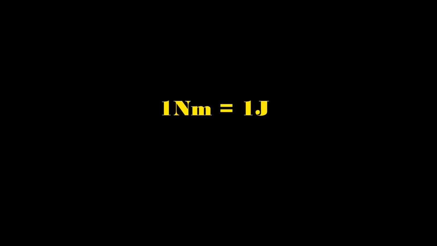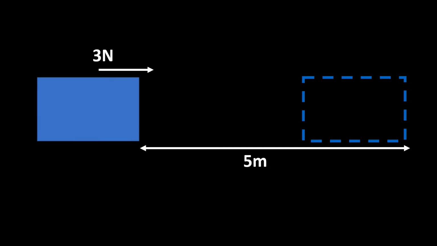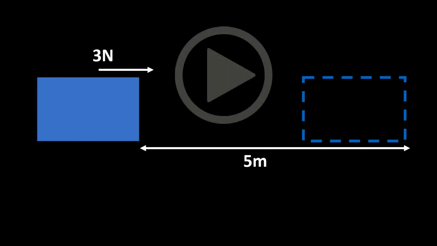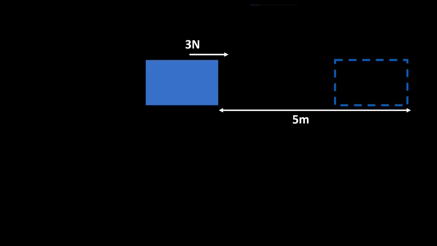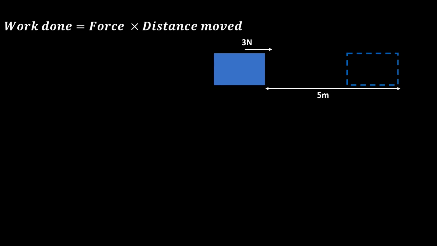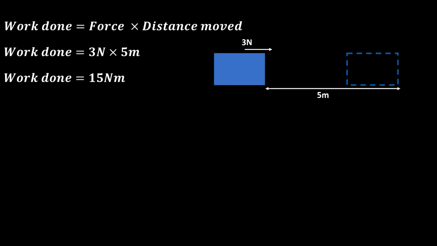Now let's move into another example. I want you to pause the video and calculate this. Okay, so here as before, we use the equation work done is equal to force multiplied by distance moved. It is 3 newtons times 5 meters, which gives us 15 Newton meters. We can't keep it in Newton meters, so we write it as 15 joules. So the work done is 15 joules.